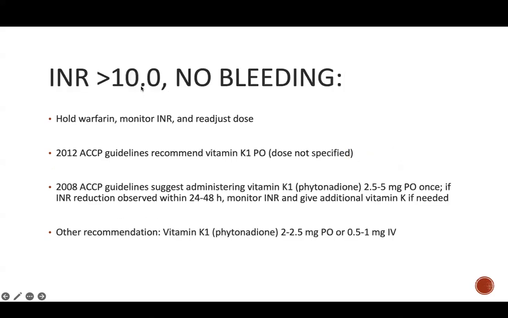Suppose the patient's INR is more than 10, but there is no bleeding. Actively, there is no bleeding in the patient. So what you have to do is stop warfarin, keep monitoring INR, and readjust the dose accordingly.